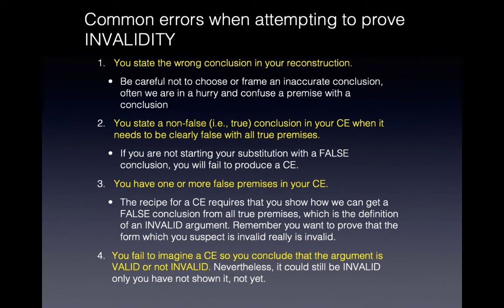Number two, a big error we make: you state a non-false, that is, true conclusion. Because we're thinking we want good arguments and we're looking for true conclusions. Why are we talking about what's false? Well, in this case, we have to have a false conclusion that follows logically from all true assumptions to show that that pattern is unreliable, that pattern is invalid.